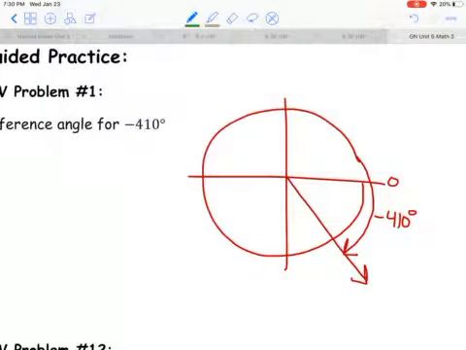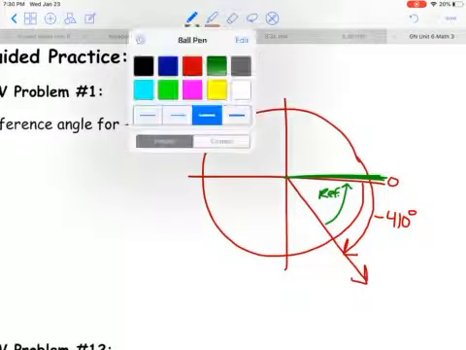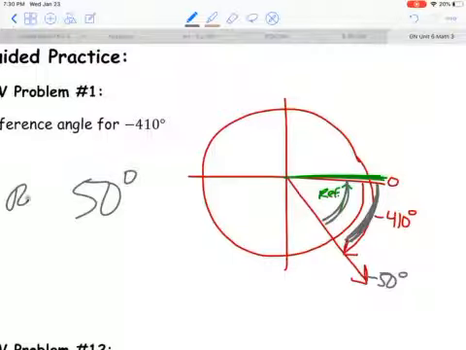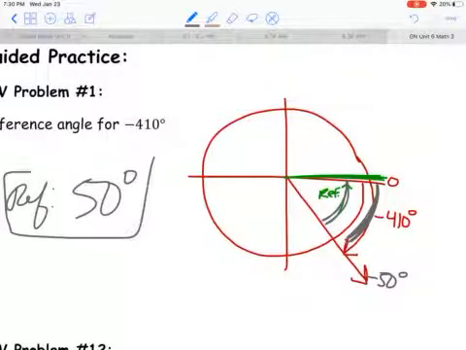And I want to know this right here, this reference angle, because I want to go to the x-axis. So this extra piece that we did have, it ended at negative 50 degrees, okay? And that is measuring this already, which is the same distance, if you look at that, but make it positive. That's it. Super easy.